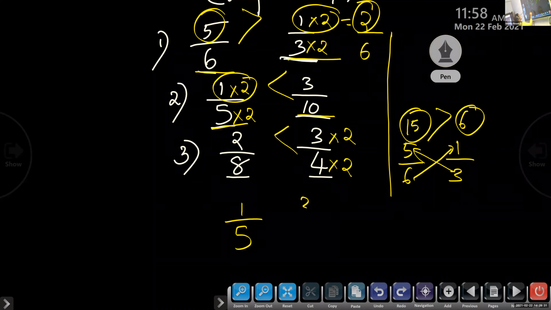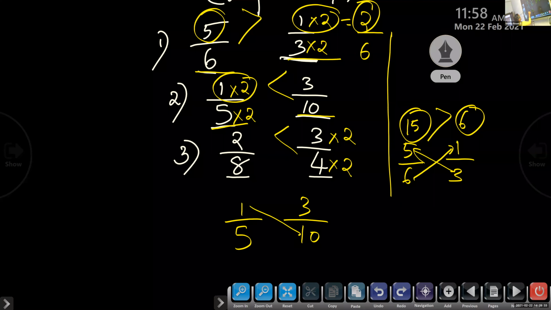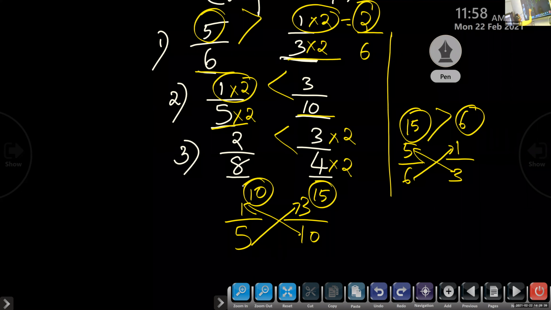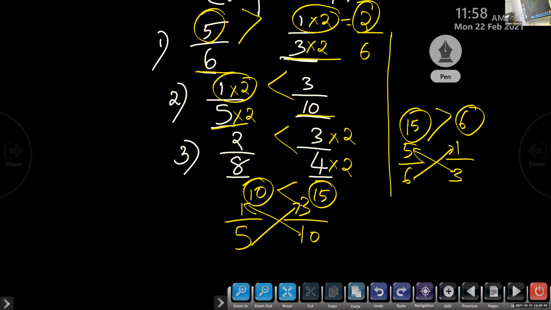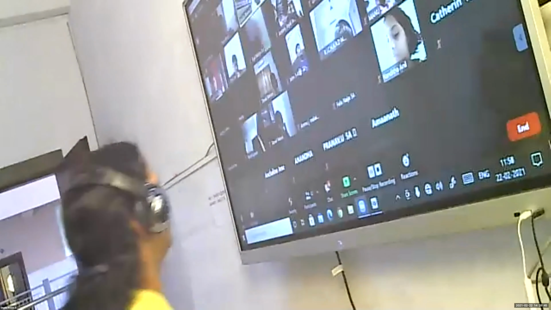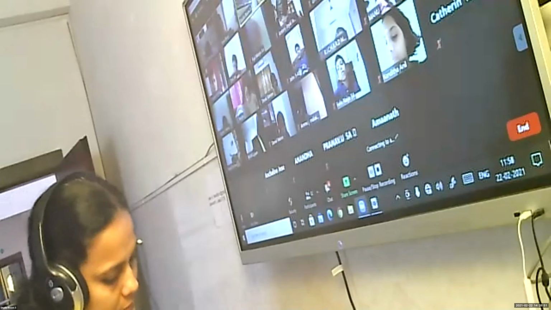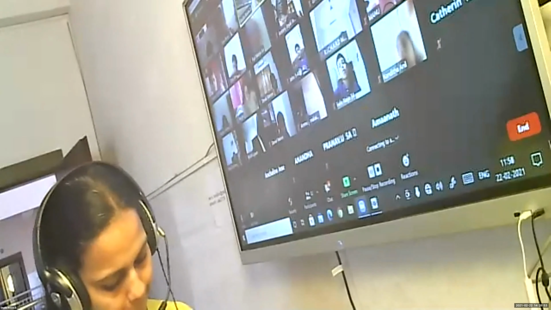Here, look: 1 by 5 and 3 by 10. 10 into 1 is 10, and 5 3s are 15. 15 or 10, which is bigger? 15 is bigger, so that's why 3 by 10 is bigger. So children, you can use this cross multiply method also. You will see which numerator is bigger. Is that clear?